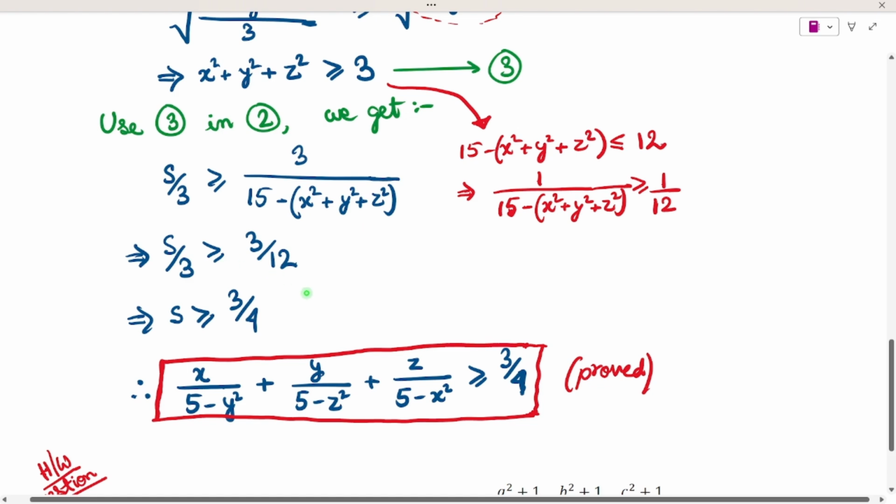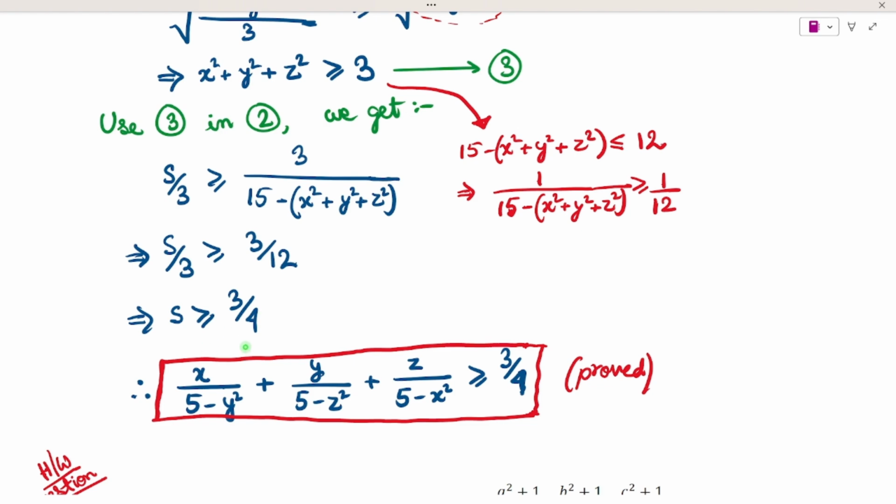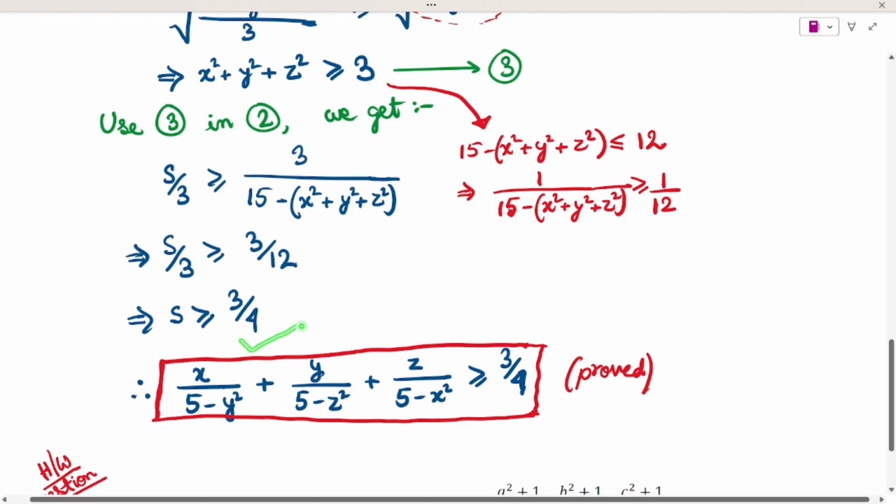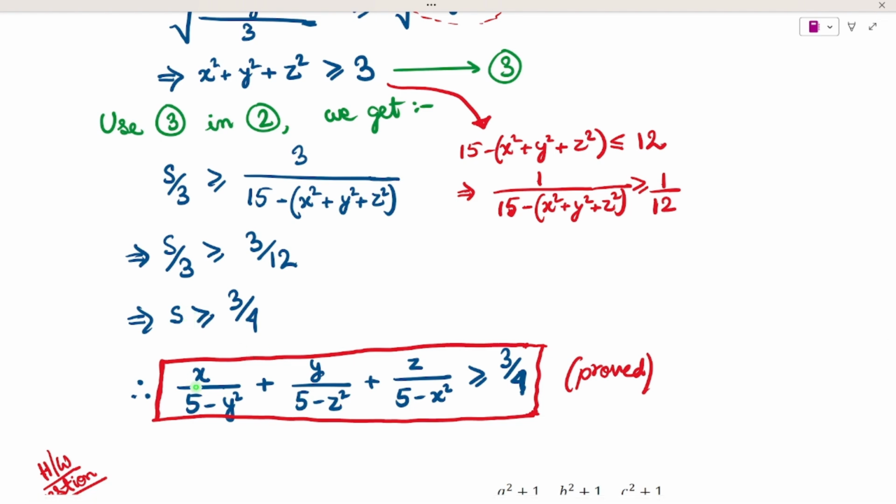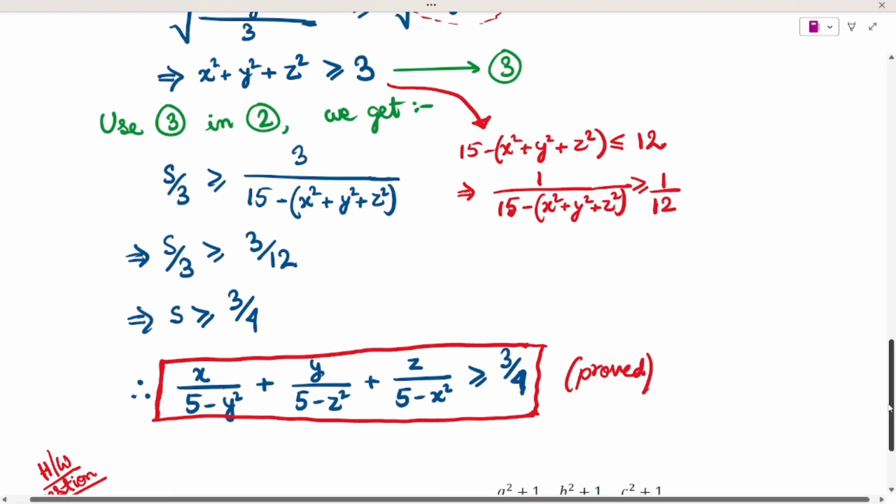Since s by 3 is greater than equal to 3 by 12, then we can easily say s is greater than equal to 3 by 4. And we know what is s. We assumed s as the thing which we need to find in the question, which is x by 5 minus y squared plus y by 5 minus z squared plus z by 5 minus x squared, which we can say finally that it is greater than equal to 3 by 4. So it is proved, right?